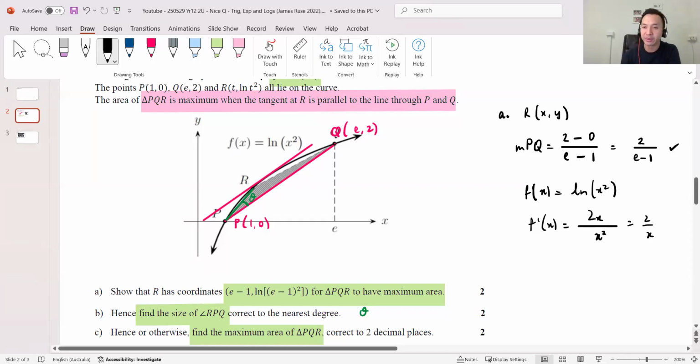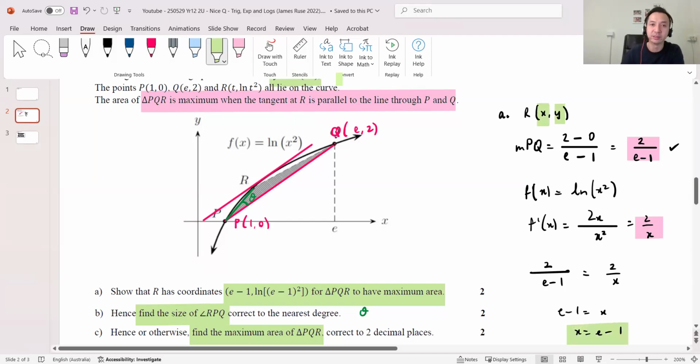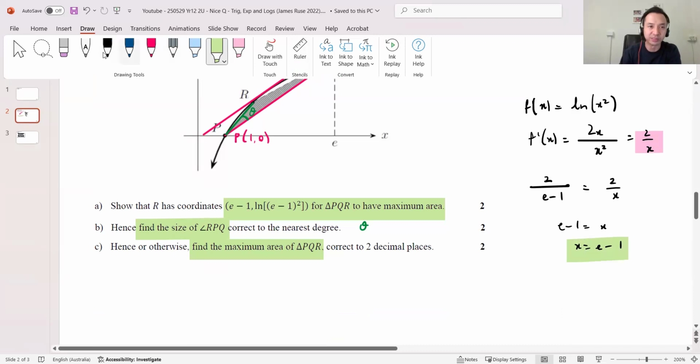If I equate the two gradients, hopefully that lets me find the value of x. So 2 over x equals 2 over e minus 1, and e is a constant, so x equals e minus 1. Because there's an x value and a y value, I need to sub that into the original equation to find the y value. Therefore y equals ln of e minus 1 squared.